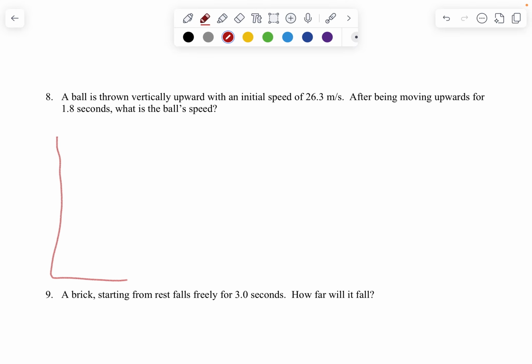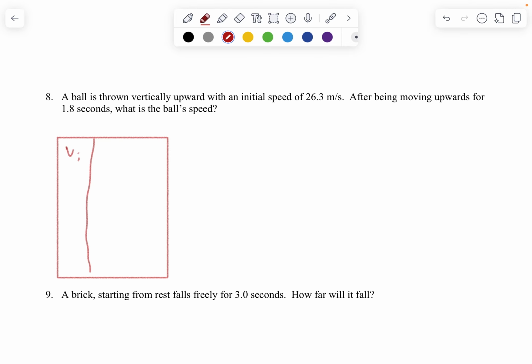So we have initial velocity, final velocity, displacement, acceleration, and time. So let's read the problem. A ball is thrown vertically upward with an initial speed of 26.3 meters per second. After having been moving upwards for 1.8 seconds, what is the ball's speed?